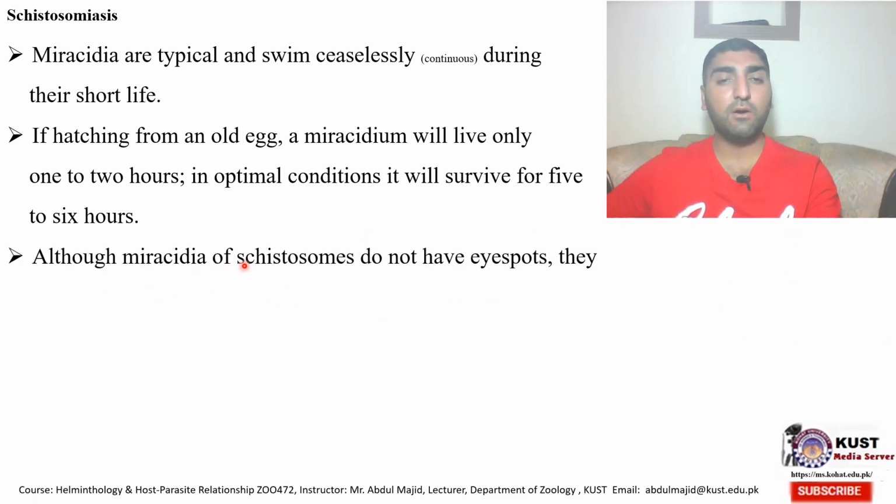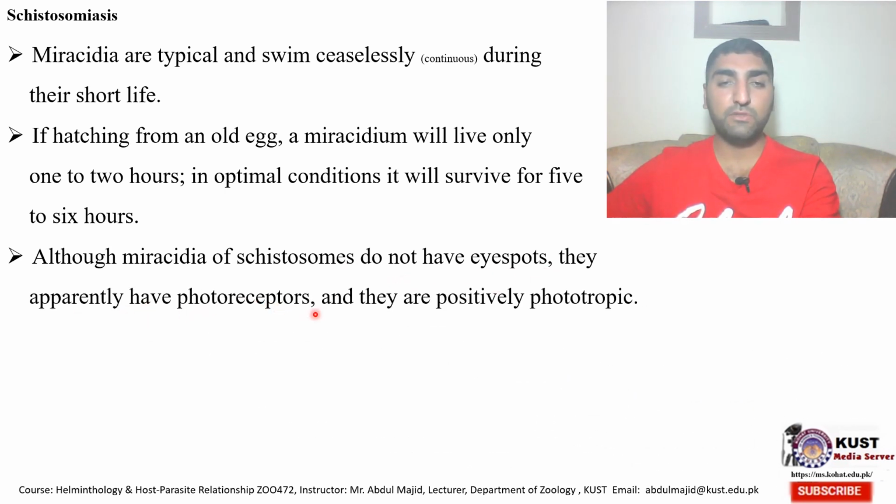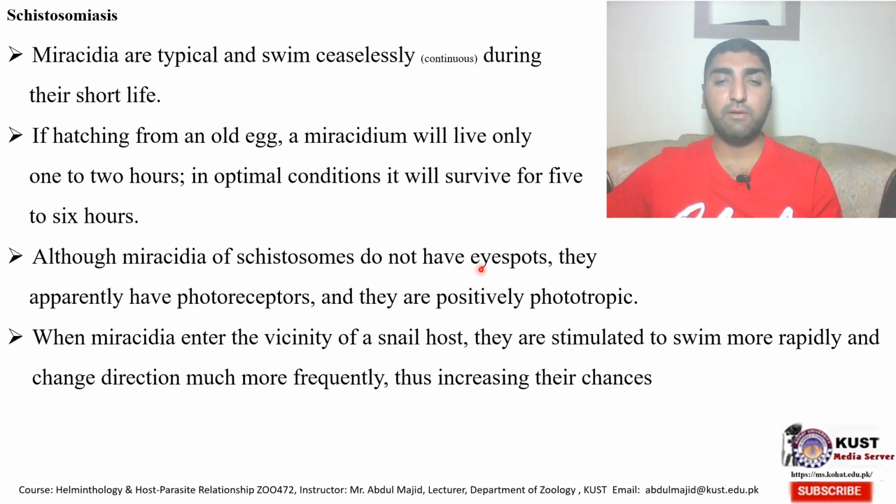Although miracidia of schistosomes do not have eye spots, they apparently have photoreceptors, and they are positively phototropic, meaning they swim toward light. When miracidia enter the vicinity of a snail host, because the next host after it emerges from the egg, the immediate host, is a snail, it will look for a snail to enter into its body and complete its next phase of life.